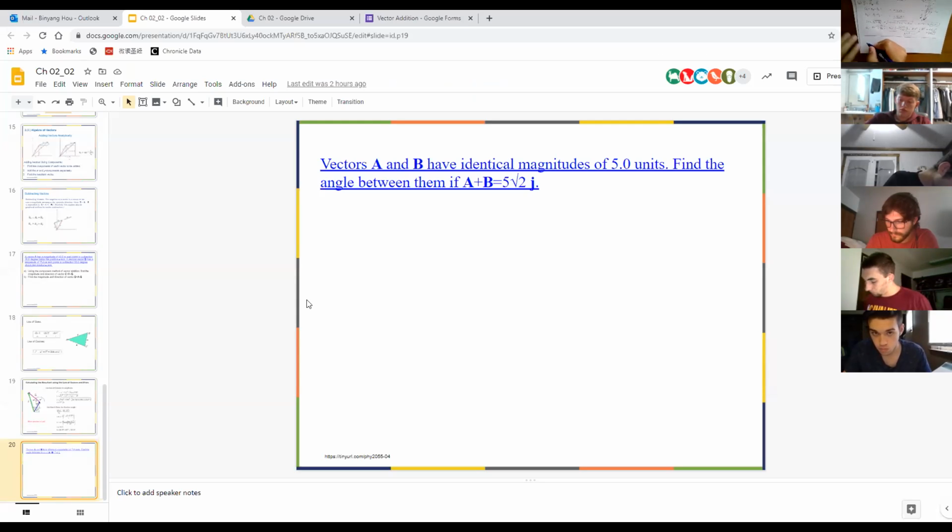So I will list the knowns for this one. We know that A and B have the same magnitude. A and B without arrow, that means the magnitude is 5 units. It tells you C vector is equal to A vector plus B vector, which equals 5 times square root 2 in the j direction. So this is C vector, it's in the Y direction, which is equal to A plus B. It's asking what would be the angle between vectors A and B.